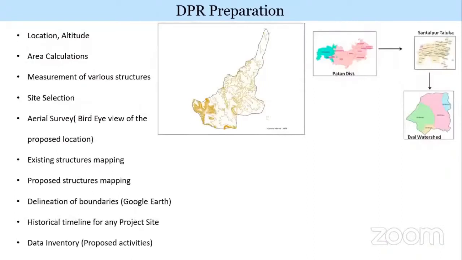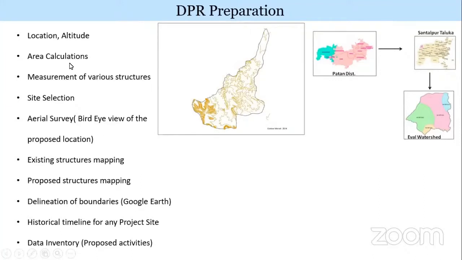So for DPR preparation, as you can see, in all the projects, specifically all natural resource management projects, we need to prepare a DPR, a detailed project report, for our project. So all the applications related to geospatial technologies can be used for preparation of the DPR, because earlier it required almost 6 months for collecting all the information, then analyzing it, and then putting it forward for DPR preparation. But due to the use of these geospatial technologies, we can do this within 1 month to 2 months. So we get all this information: location, altitude.